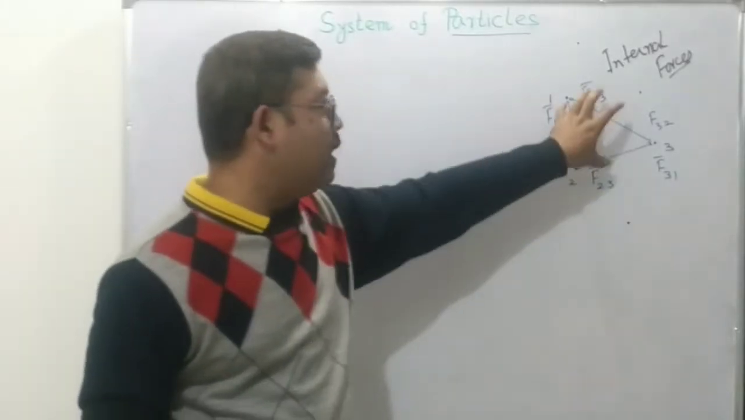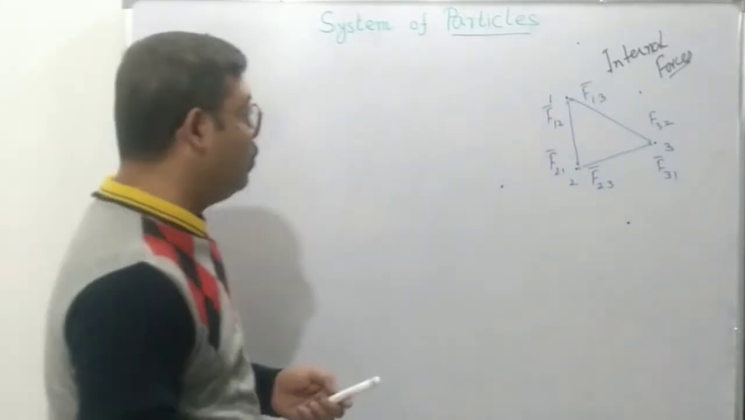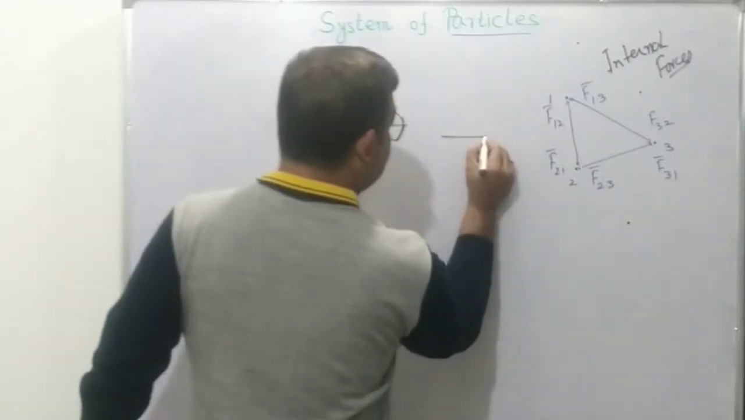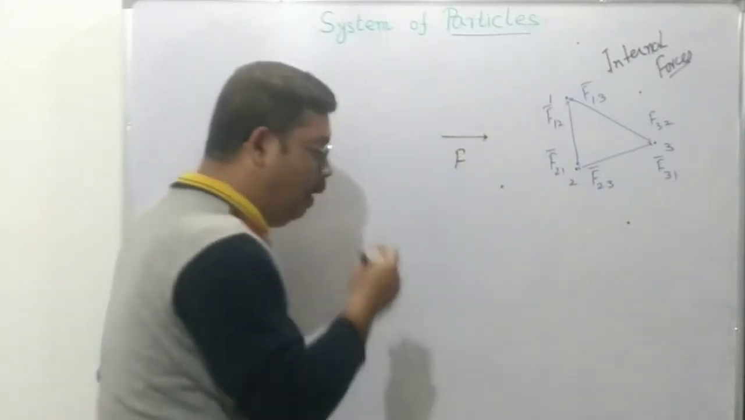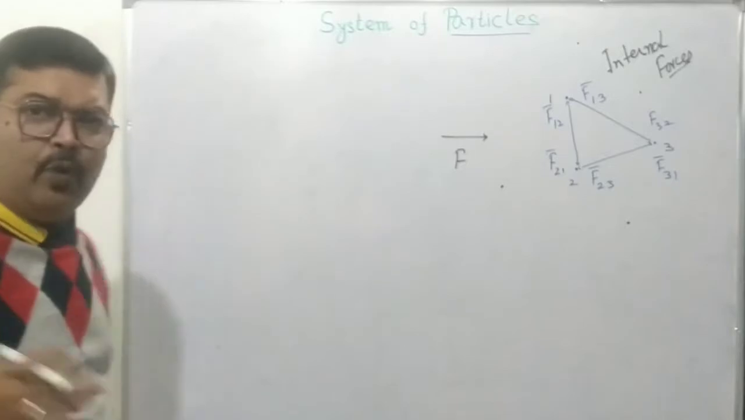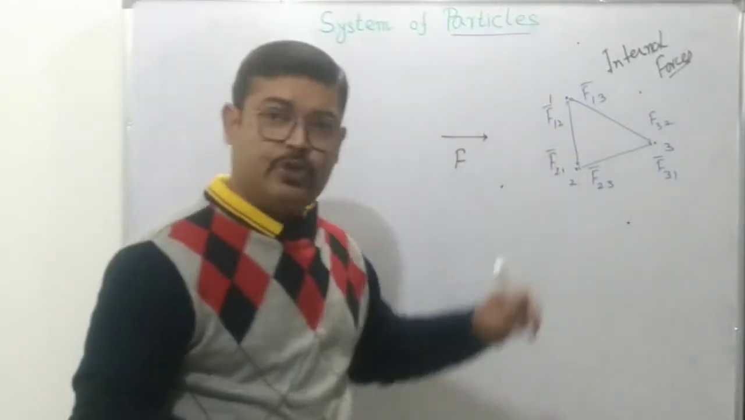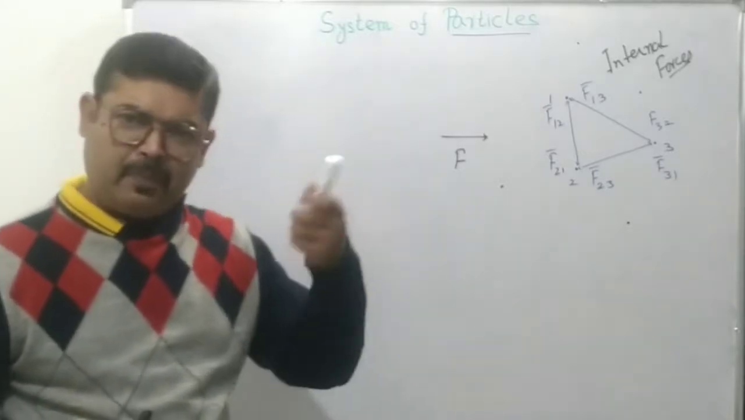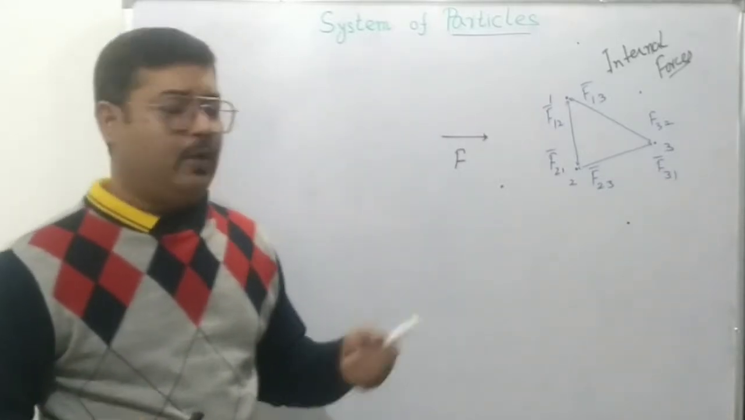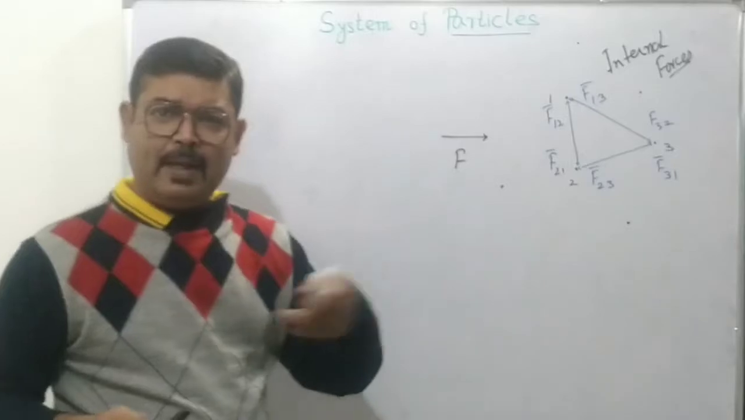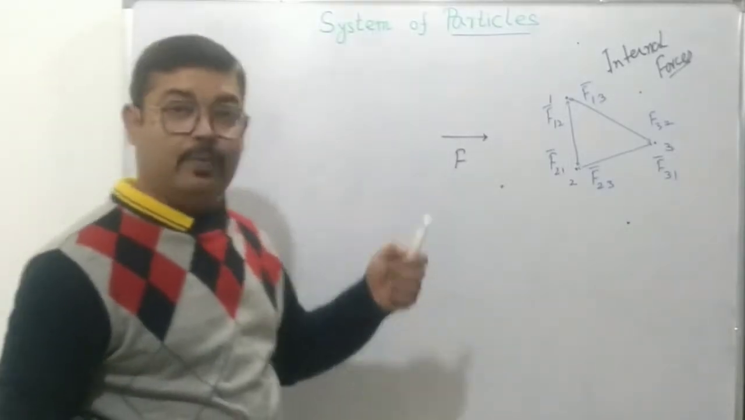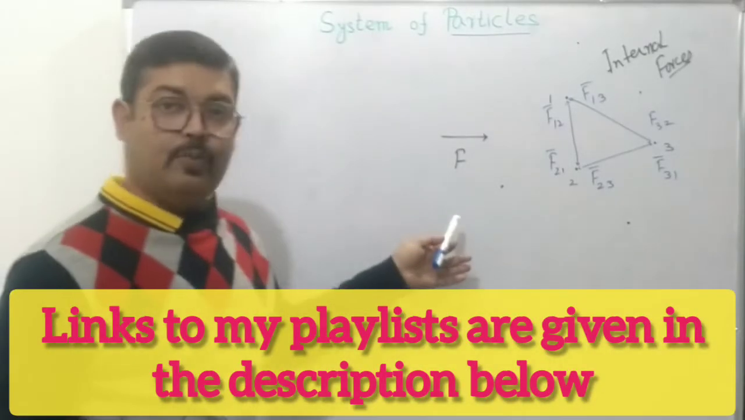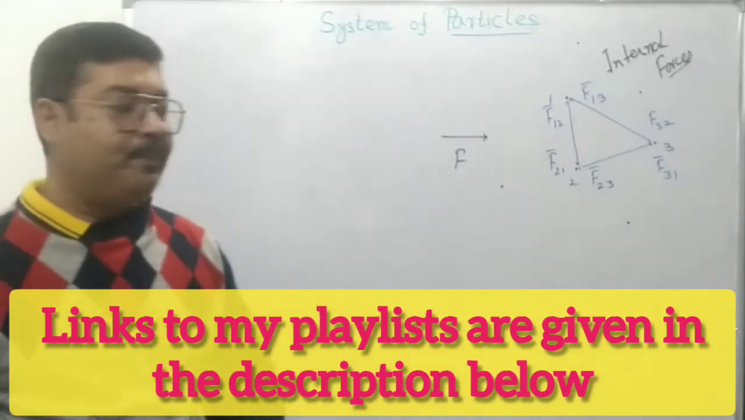Okay, now if we want to impart some motion to the system of particles, say these three particles together, they will form a system, and we want to impart some motion, then we will have to put some force from outside. We know for motion to occur or state of motion to change, force needs to be applied. Newton's laws of motion: you can find it in any books, or you may also refer to my playlist on Newton's laws of motion. The link will be given in the description below.